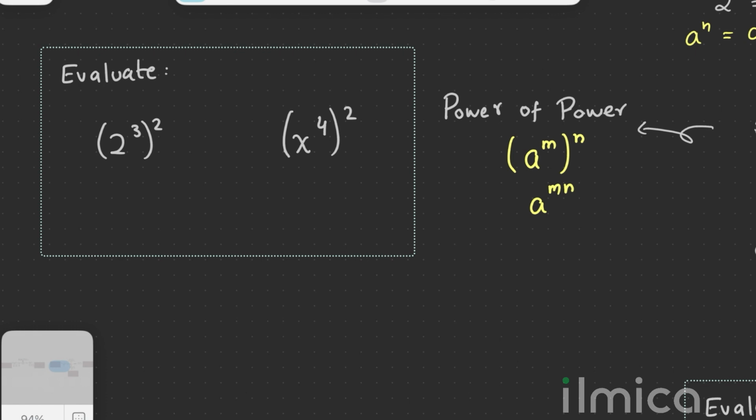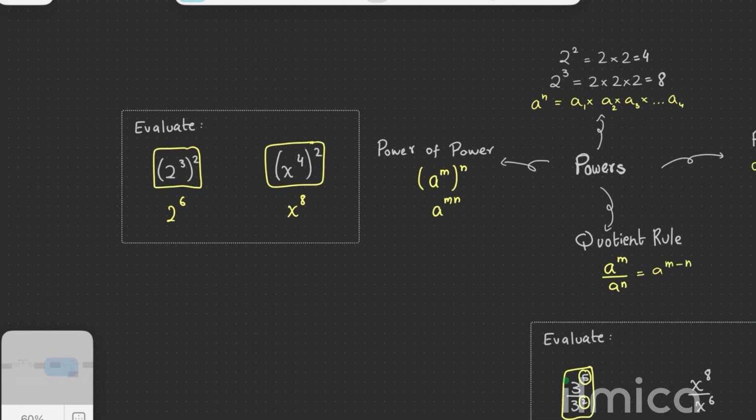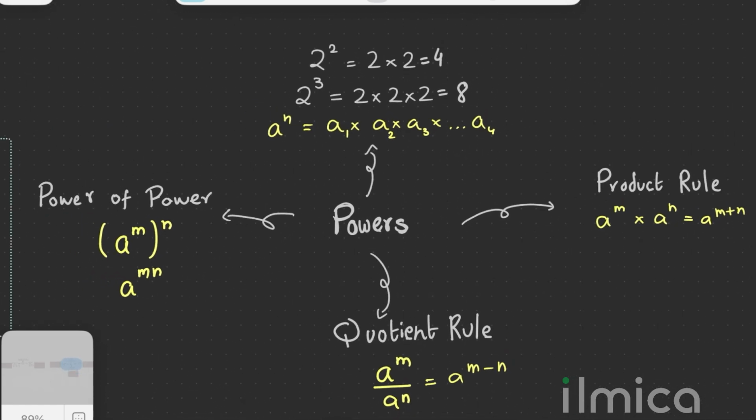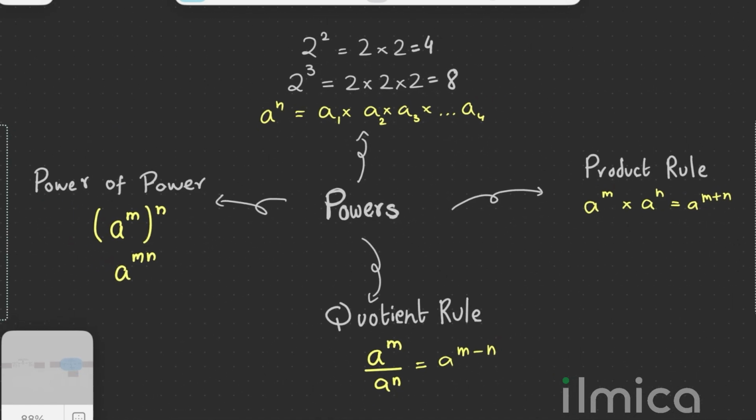So it becomes a raised to the power of m times n. All right. So how do we proceed with this? Well, let's say that we have 2 raised to the power 3, and then outside of the bracket you have a power of 2. What you do according to this rule is basically you take both the powers and multiply them. So this becomes 2 raised to the power of 6. Following the same rule, over here we will get x raised to the power of 8. So these are the three most important rules when it comes to the topic of powers.